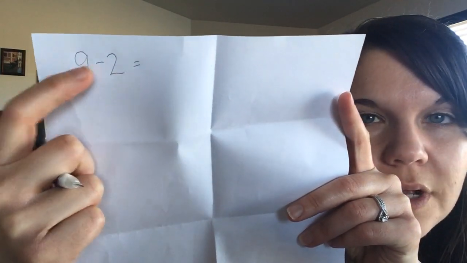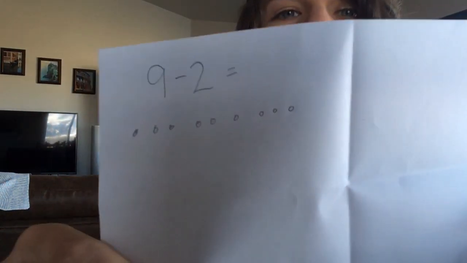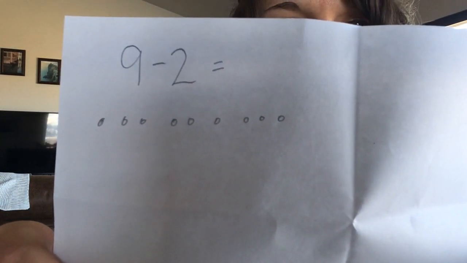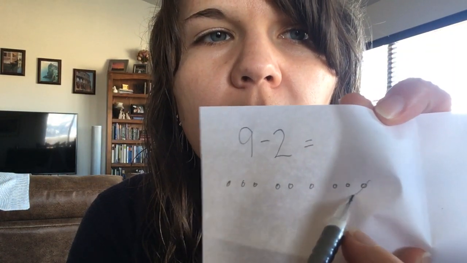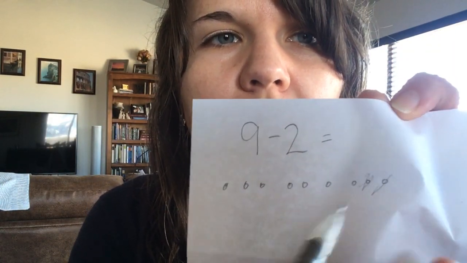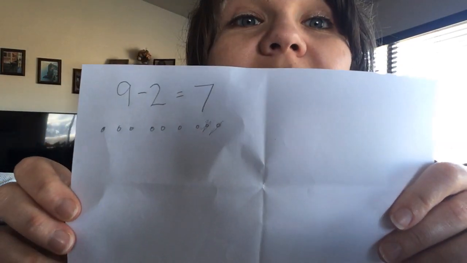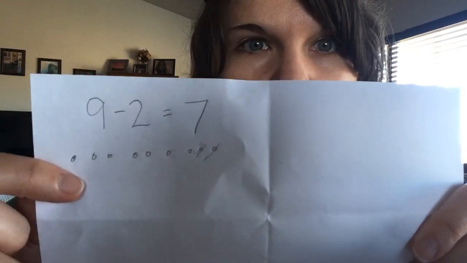Now, I'm not going to draw 2 dots. What I'm going to do is draw 9. 1, 2, 3, 4, 5, 6, 7, 8, 9. You can check if I'm right. And then this reminds me I need to cross out 2 of them. So I come here to the end and cross out 2. Then I need to count what's left. 1, 2, 3, 4, 5, 6, 7, and I'm going to draw a beautiful 7 because 9 minus 2 equals 7. Okay, so there's my first one.